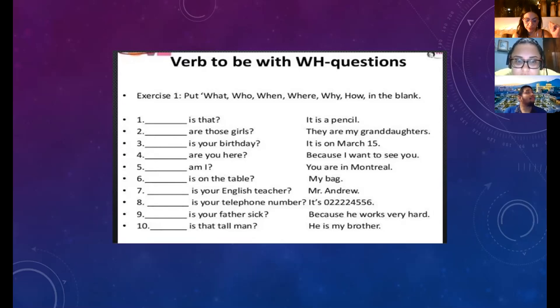¿Ok? Osvaldo, number six. Number six. When is on the table? Are you sure? On where? I don't know. Where? Where is on the table? Pero mire la respuesta. My bag. Mm-hmm. When? Who is on the table? My bag. My bag is an object. It's not a person. Okay. What? Uh-huh. Very good. What is on the table? My bag. Very good, Osvaldo. Nice. Okay. Tania?